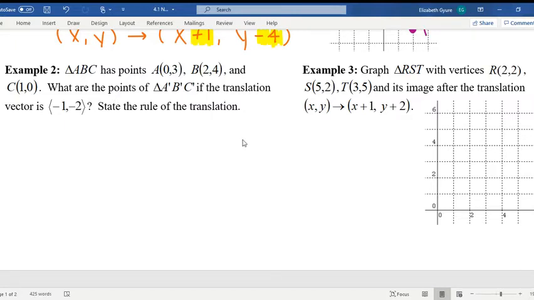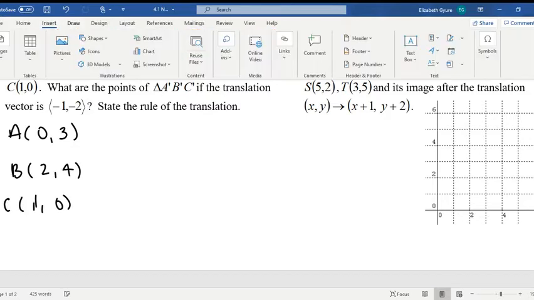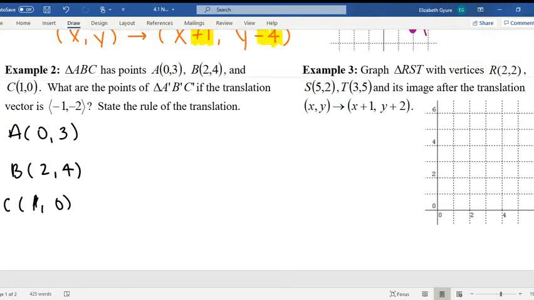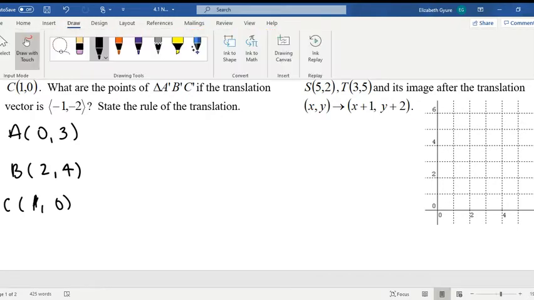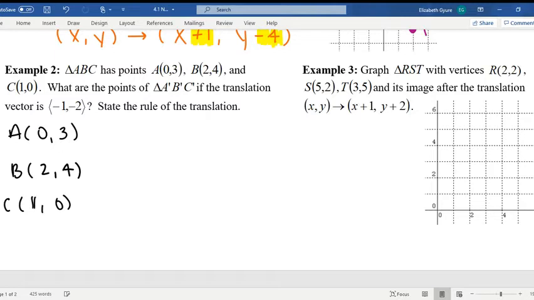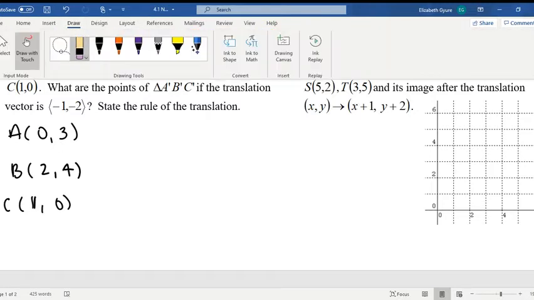I'm going to give you guys a process that I like to follow for this. It just, in my opinion, helps me stay organized. I like to go ahead and recopy all my original points down. So I'm going to write down A was 0, 3, B was 2, 4, and then C was 1, 0. The reason I like to rewrite that is that I'm not looking up at my directions all the time to figure out what my points were.